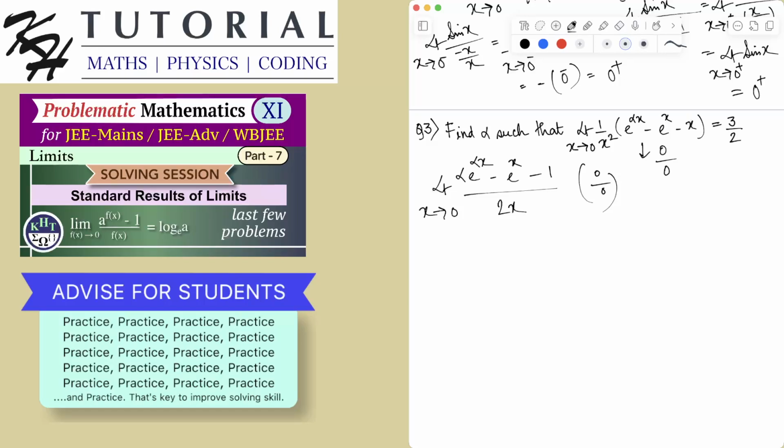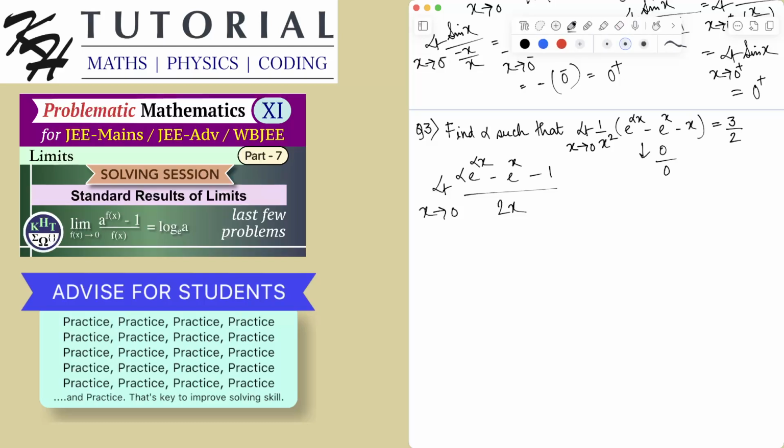0 by 0 form, that is tending to 0 divided by tending to 0 form. This is an indeterminate form. Is it? No. Sorry, this is not an indeterminate form.